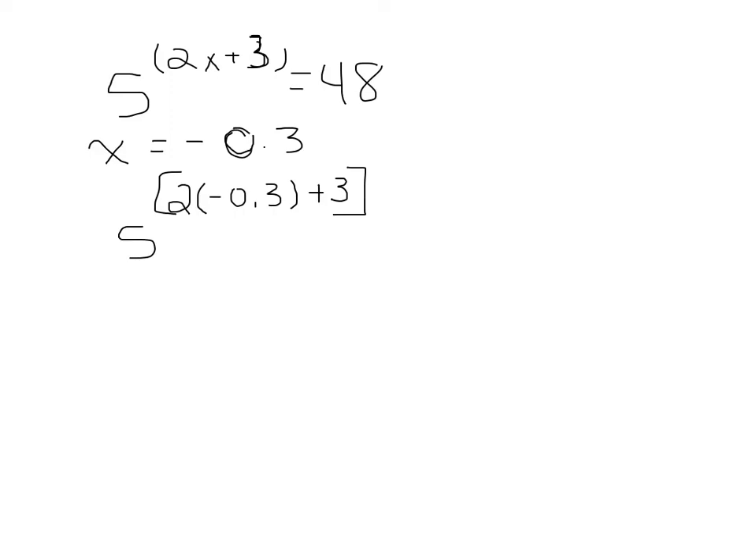So 2 times a negative 0.3 plus 3 is 2.4. So 5 to the 2.4 should be 48. Let's see, 5 to the 2.4 is 47.6. Close enough, because remember we had to round 2 places after the decimal. So close enough to 48 to call ourselves good.